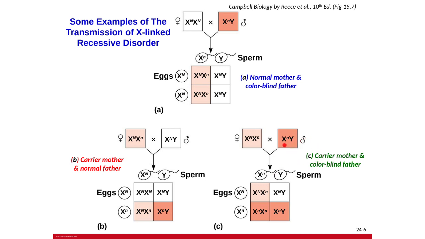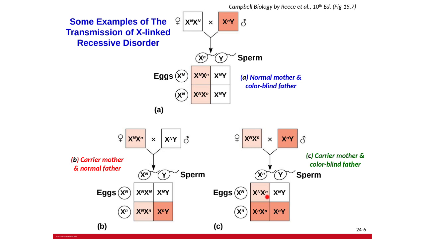We have a male who's affected, he is colorblind, crossed with a female who's a carrier. She's heterozygous. Okay, so what are the possibilities? Well, the male can pass on his Y chromosome. And then with a 50% probability, the sons in the family would have a chance of being colorblind because they could get X small n from the female. And then, of course, 50% wouldn't get it. They get the X big N.